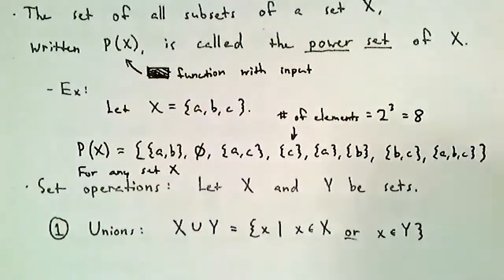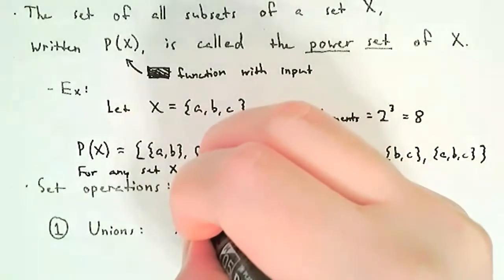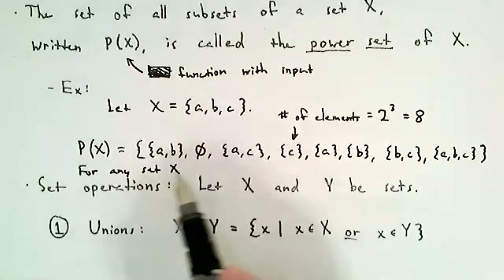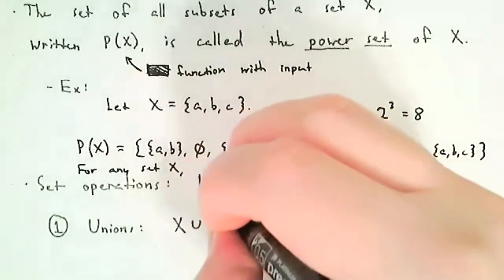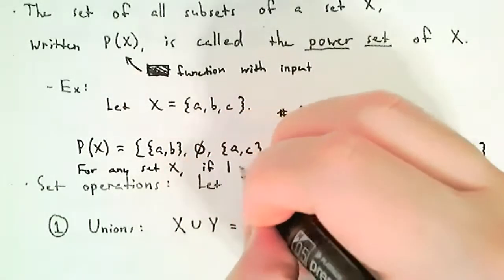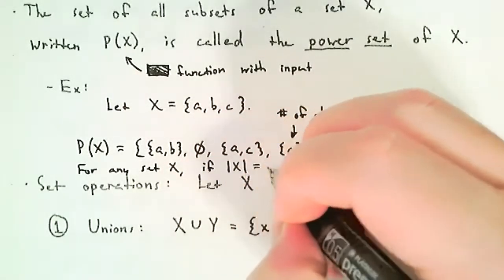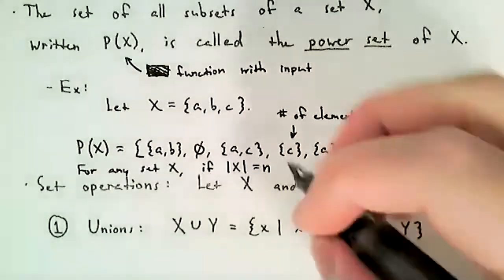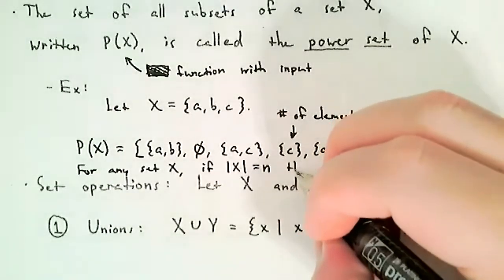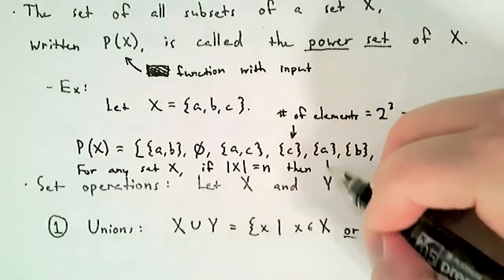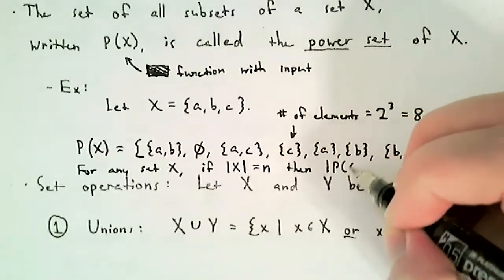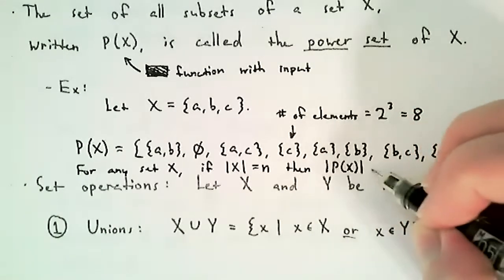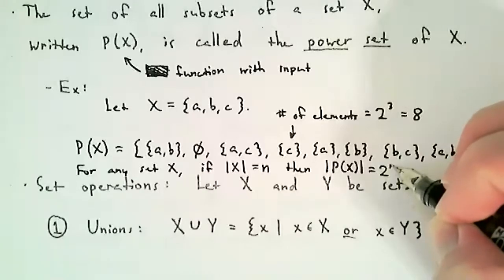So I can write this down using our mathematical symbols that we've learned. If X is a set, if the number of elements in X is equal to the number n, then the number of elements in the power set is equal to 2 to the n.